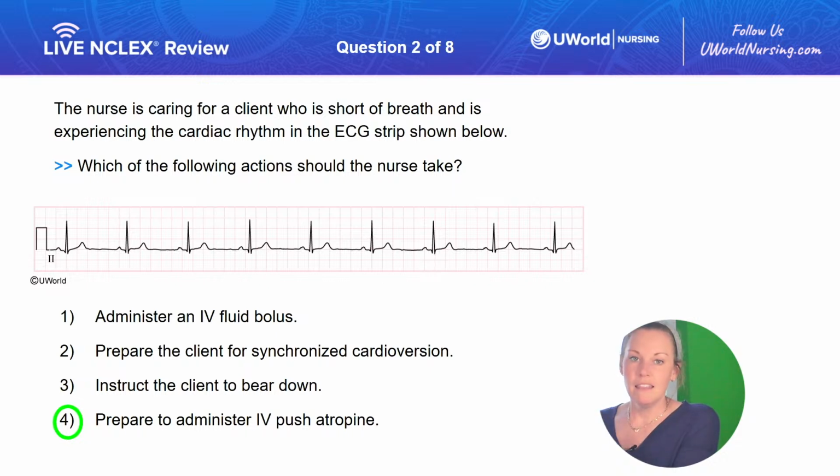We would likely then see if there's any medications that are maybe causing this bradycardia. So if it's something like a beta blocker that's dropped their heart rate too much, we would discontinue that medication. Next, we would give a medication, something like atropine. Atropine is going to increase our heart rate.